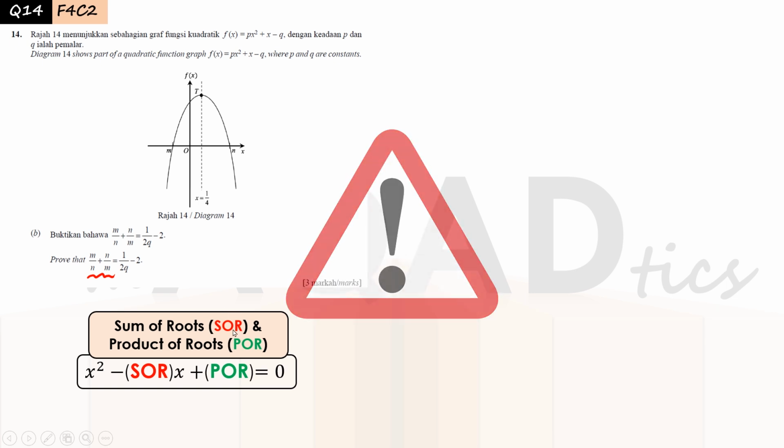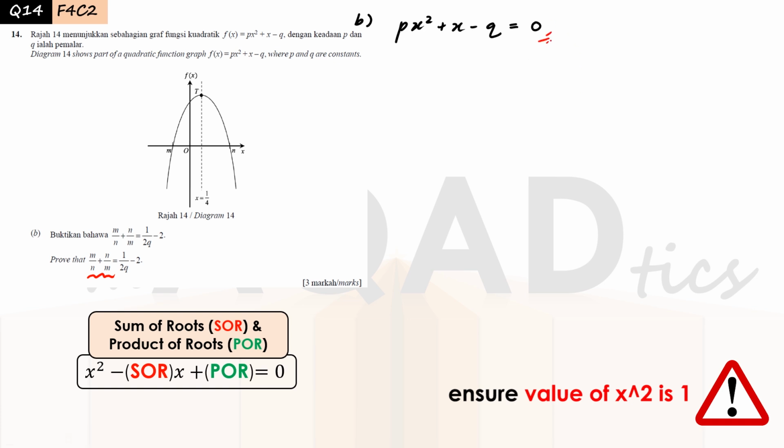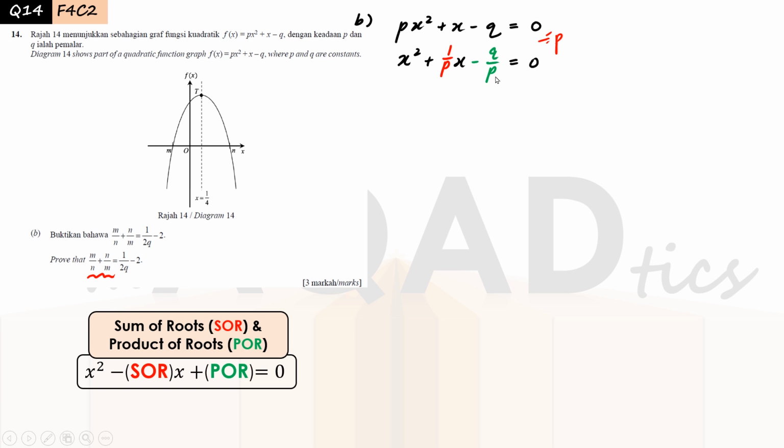So let's find out the SOR and POR first from the function. The first thing to find SOR and POR is to make sure the coefficient of x squared is 1. As you see here, there's no value here, there's only 1, so we need to divide the whole equation by p. And then we can find the SOR and POR. According to this diagram, the SOR here would be m plus n, so m plus n would be equal to this value.